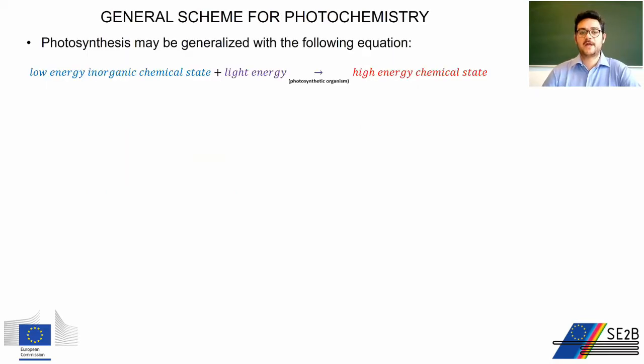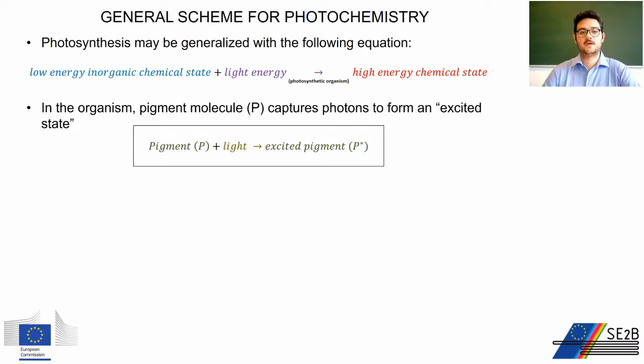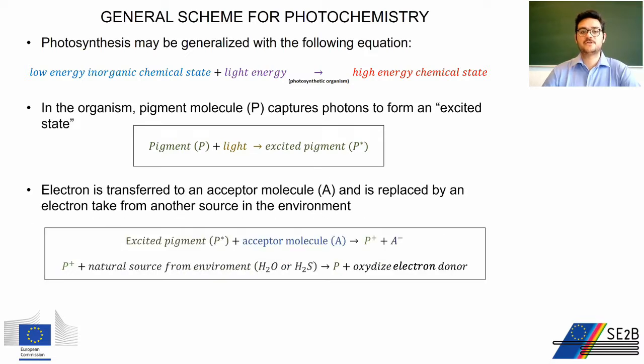As we said, photochemistry converts inorganic molecules into organic molecules using the energy of the light source. In photosynthetic organisms, the light-harvesting molecules are the pigments, and the absorption of light energy produces an excited state of the pigments. Once excited, the energy absorbed is used to generate a charge separation between the pigments and the acceptor molecules, with the transfer of one electron to the acceptor. After the charge separation, the pigment takes an electron from the environment and restores the depletion of one electron.